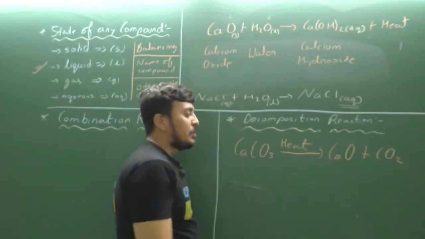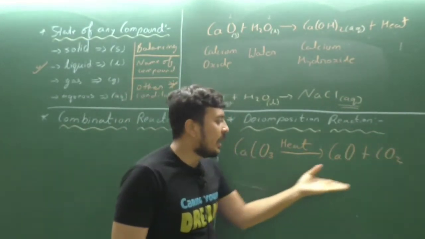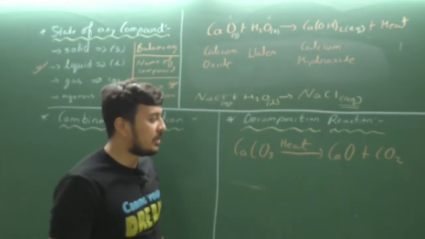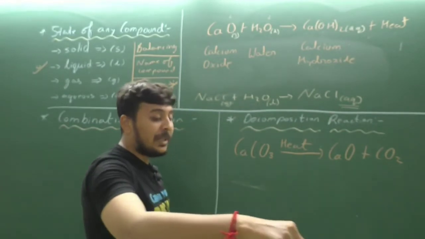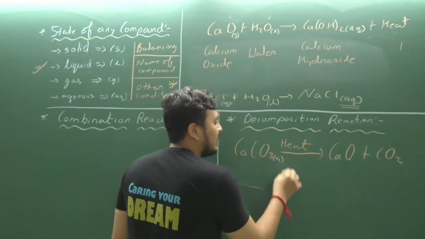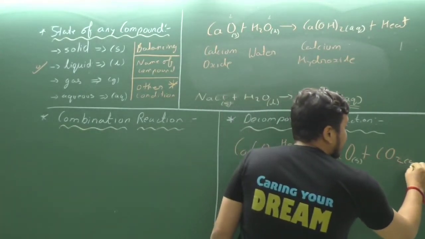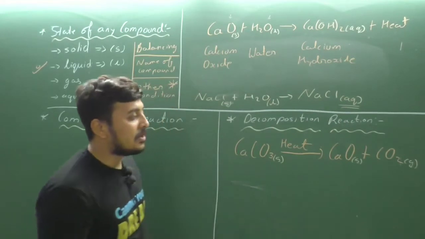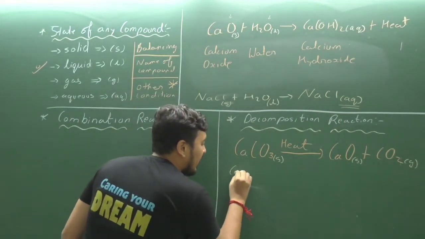So that is a decomposition reaction. Why? One reactant, two or more products. What is the next step to make this equation more informative? We need to add the states. Calcium carbonate is solid in state. Calcium oxide is solid in state. Carbon dioxide is gaseous in state. What is another thing? The names of the compounds.